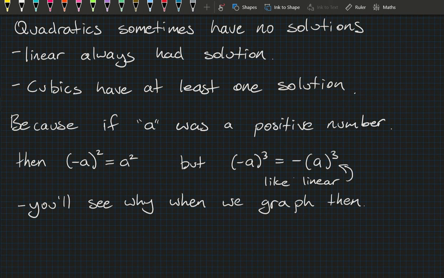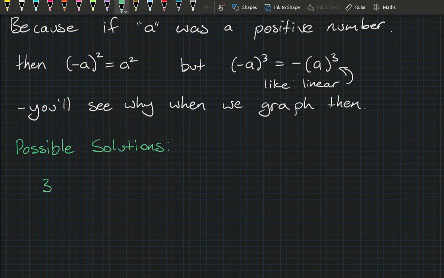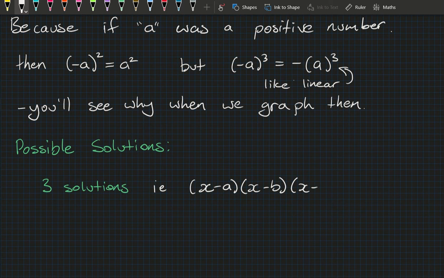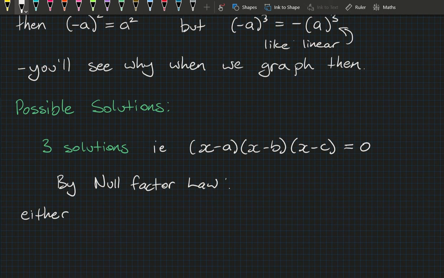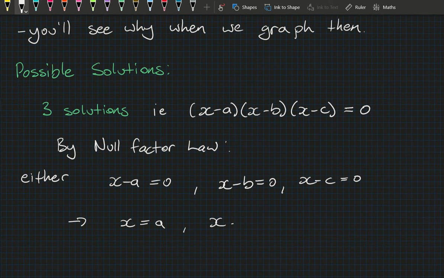So we know there's going to be one solution, so how many possible solutions could there be? Well, there could be 3 solutions, i.e. if I had 3 linear factors, then I know where this would be 0 using the null factor law, because that would be where one of the factors would be 0. So that would be either x minus a equals 0, or x minus b equals 0, or x minus c equals 0. And with some simple algebra, that means that x is equal to a, or x is equal to b, or x is equal to c.